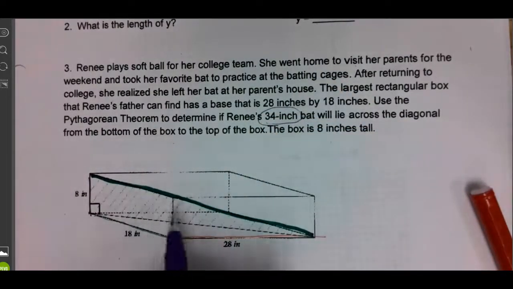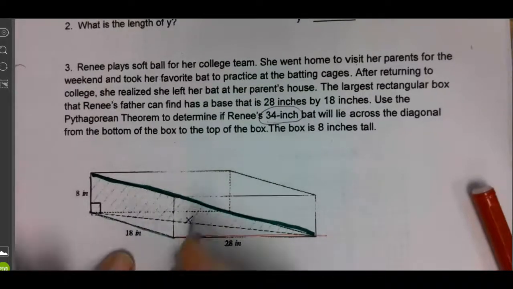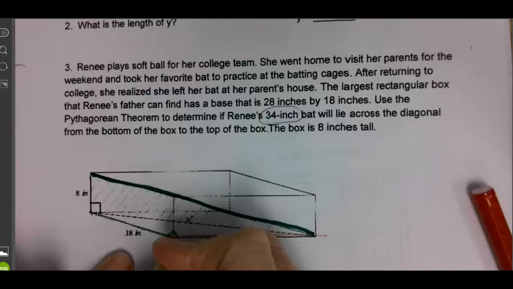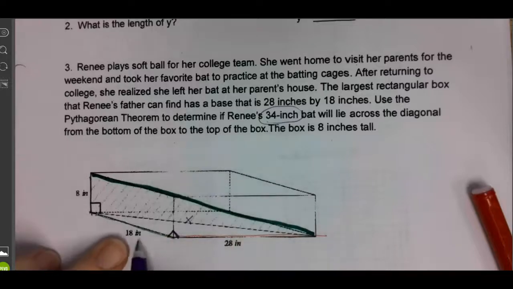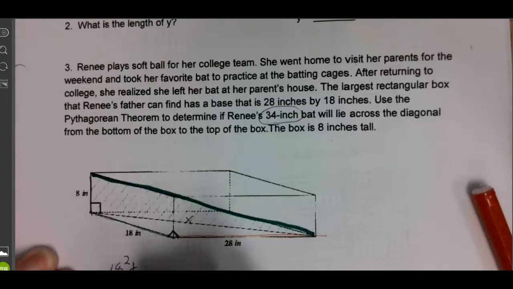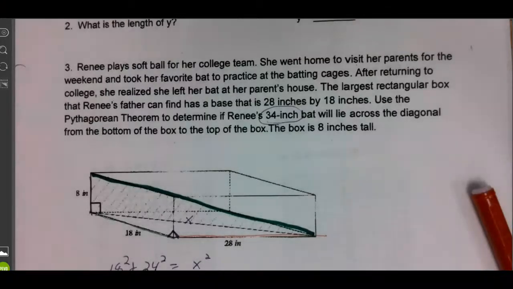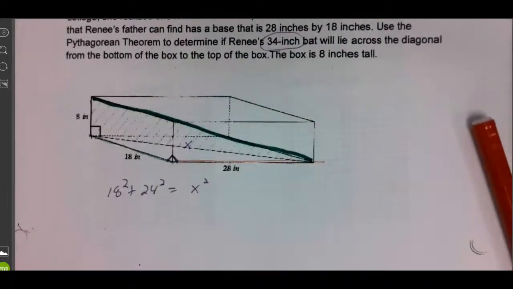So in order to find that diagonal right there, that bat, we're going to have to find this segment right here. So this is a right angle inside there. So we're going to take a leg and find the hypotenuse. So 18 squared plus 24 squared is equal to x squared. Pull out your calculators. I don't know 18 squared. I'm sure you don't either. So we're going to take 18 squared.